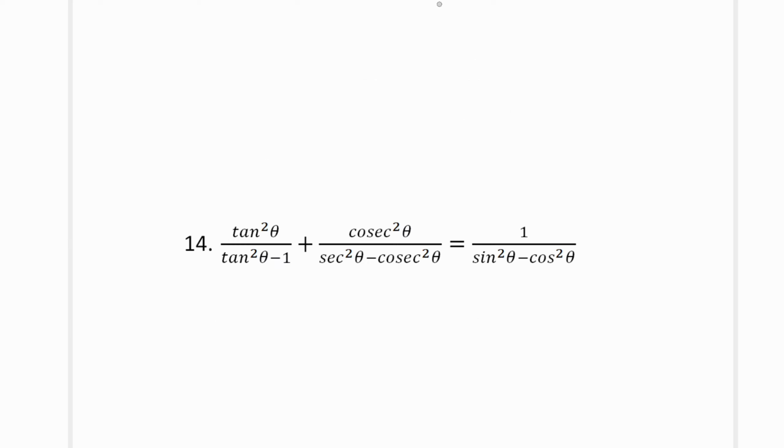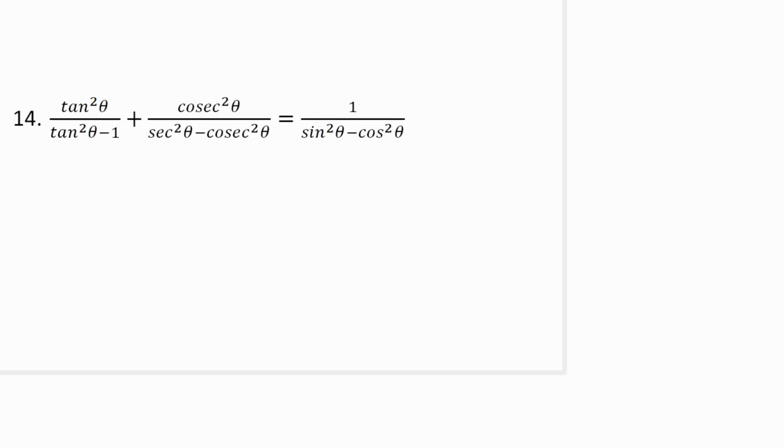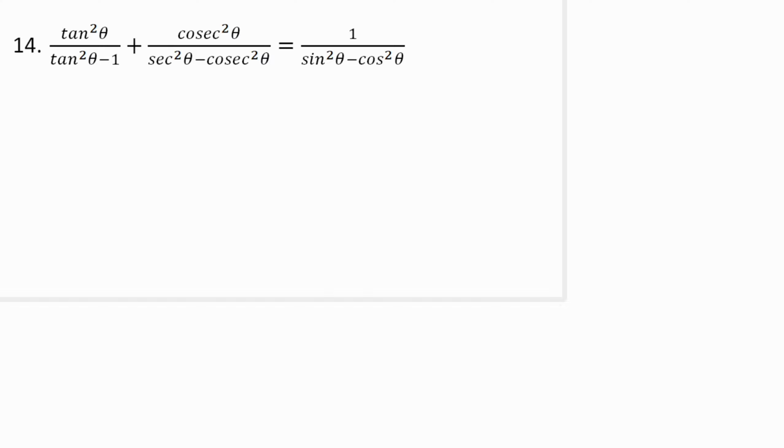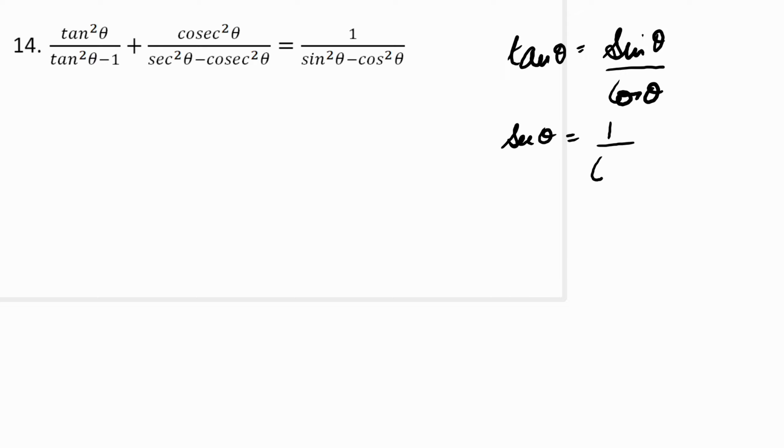The next part is the 14th part. You can see the right hand side is 1 upon sin square theta minus cos square theta. So we will again convert the left hand side in terms of sin and cos. Tan theta is sin theta upon cos theta. Sec theta is 1 upon cos theta, and cosec theta is 1 upon sin theta. So we'll convert it like this.